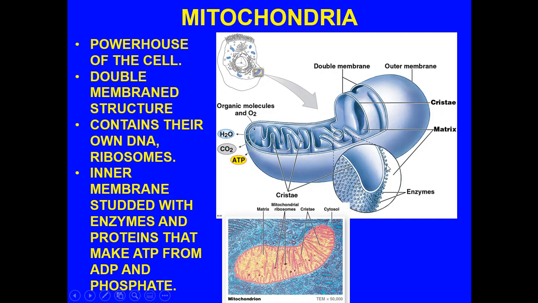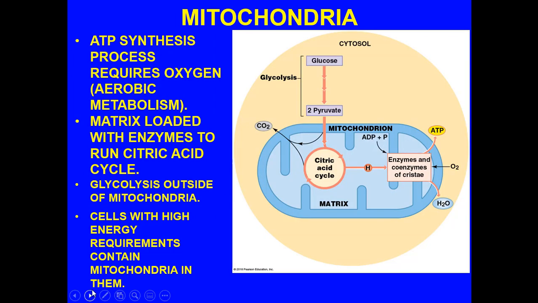And on the membrane itself are lots of enzymes involved with the synthesis of ATP molecules. And on the inner part here is called the matrix. All right. As I said, we have ATP synthesis, but you want to keep in mind that this requires oxygen. That's why we call this aerobic metabolism.